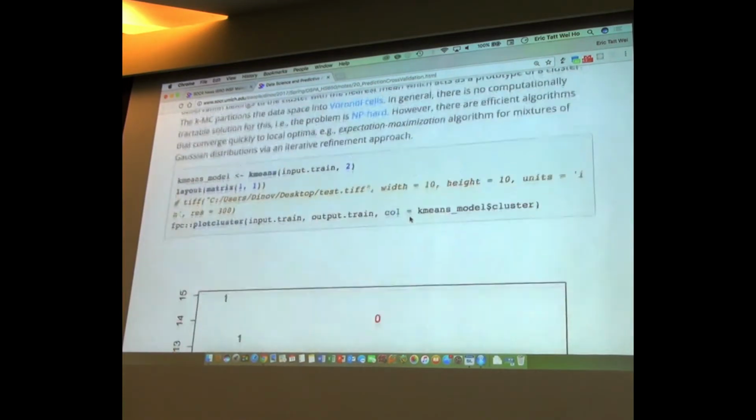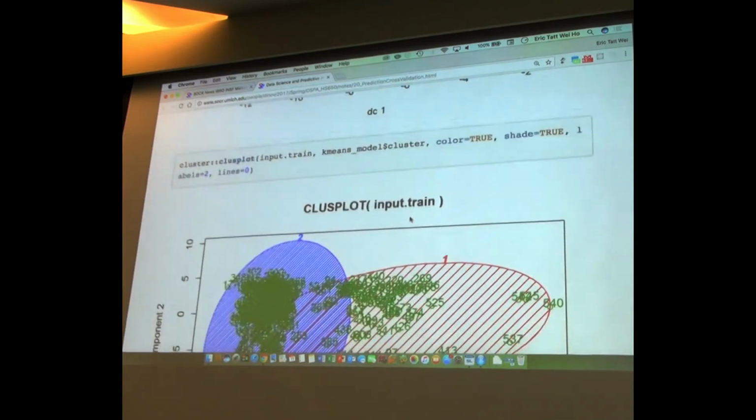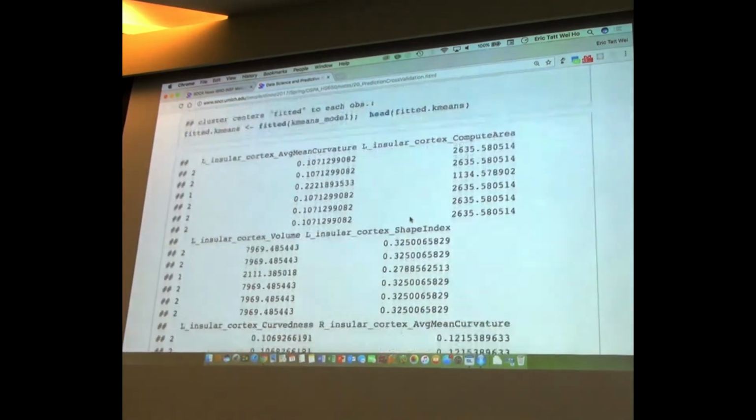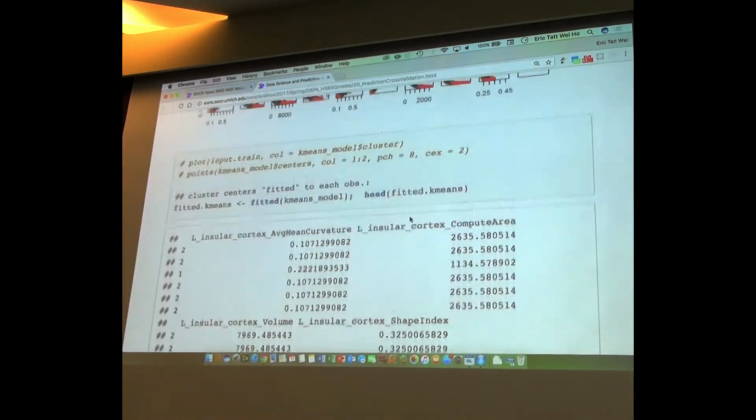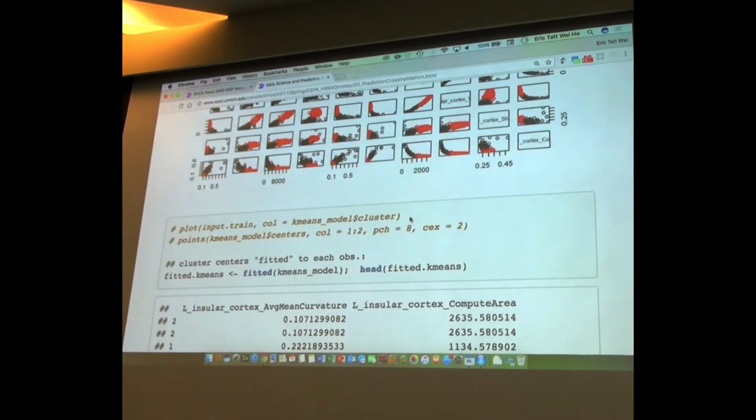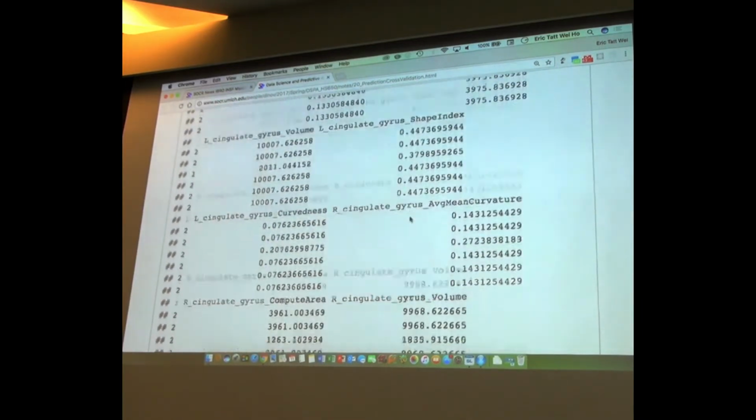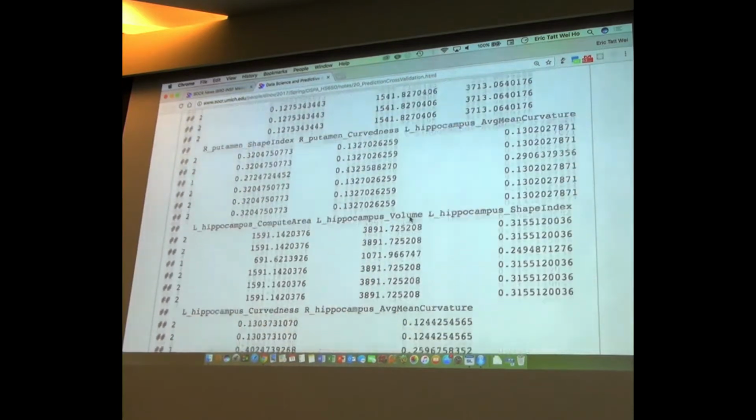Okay, K-means is another method. Here is an example. I think we did that right. So here are the corresponding results for our PD data.